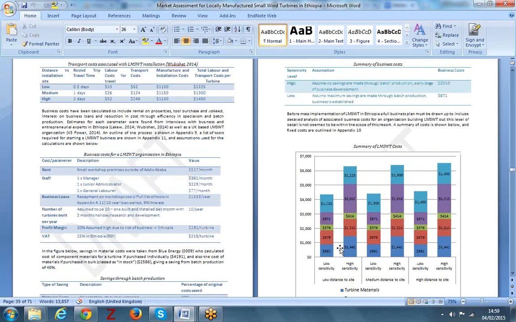And the 3 graphs here show the distance to site that the installation is. So this is modeling the fact that if the installation site is further away from where the turbine is manufactured, you'll have higher transport costs, and the costs will generally increase.